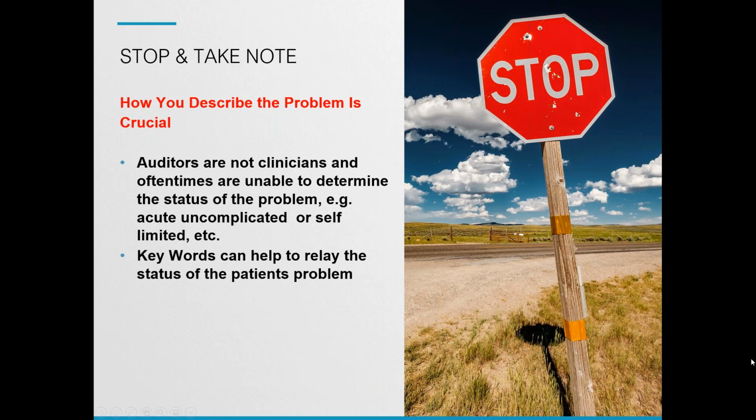How you describe the problem is crucial. So again, that's that first column that's in the matrix that we looked at. And auditors are not clinicians, and sometimes they're not able to determine the status of the problem, right? So what's the difference between that acute uncomplicated or self-limited? And keywords from the physicians in their documentation can actually help with auditing and help to just make things clear.